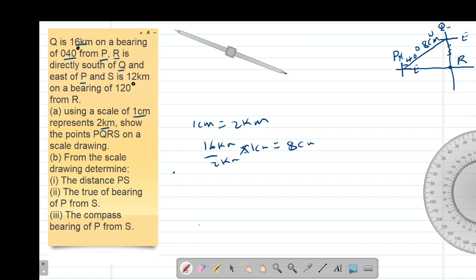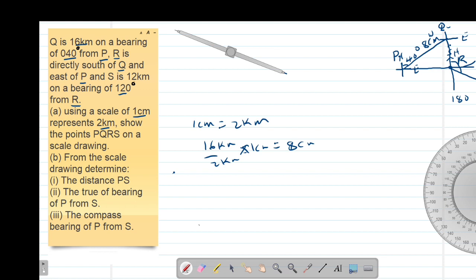And S is 12 kilometers on a bearing of 120 degrees from R. So we measure 120 degrees from R. If this is the north of R, of course this is 90, this will be 180. So 120 will be somewhere here. So this should give us 120 degrees, and that should take us to our point S.